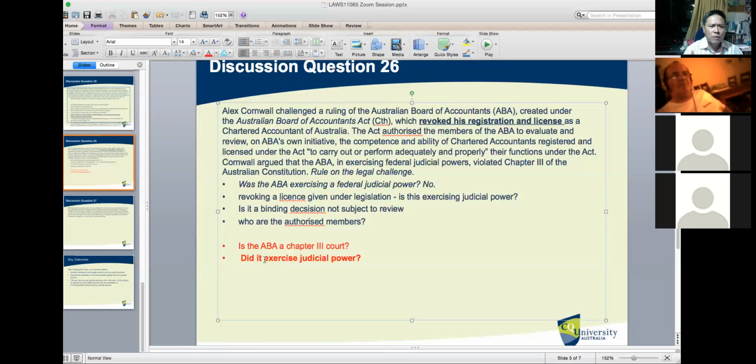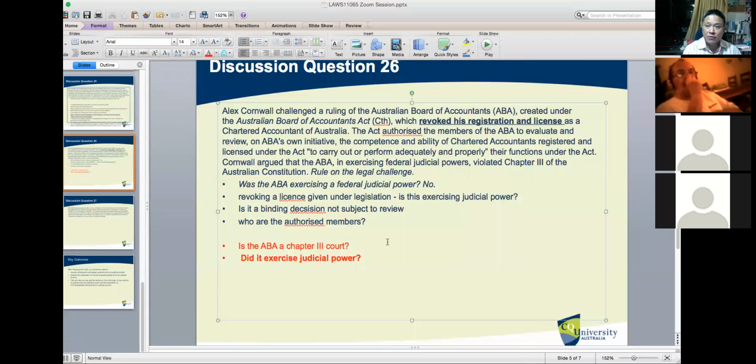So we begin either way. Do we begin by determining whether or not it's a Chapter 3 court, or we could begin by asking, is it exercising a judicial power? Where do we begin? So in the first place, is the ABA a Chapter 3 court or not? Yes or no? Can I see yes or no? Is it a Chapter 3 court? Okay, very good. So the answer is no.